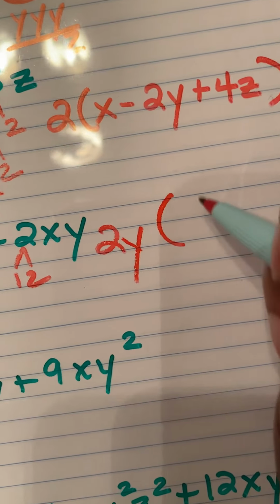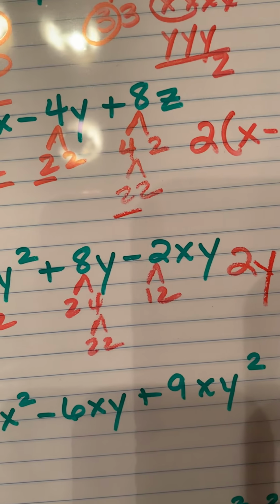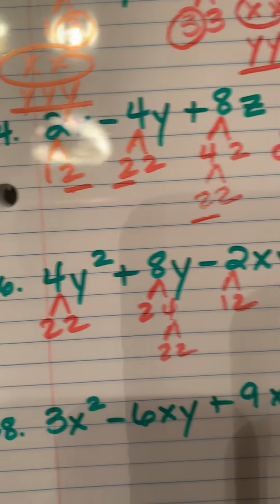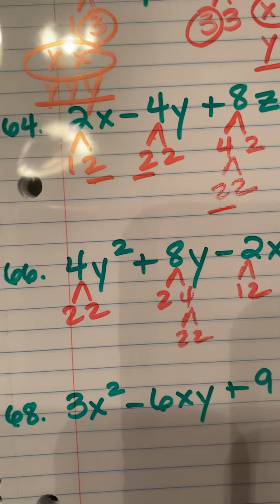So far I have 2y. So what do you need? You need 2y. You need 2 more, because 2 times 2 is 4. Y times y is y squared.